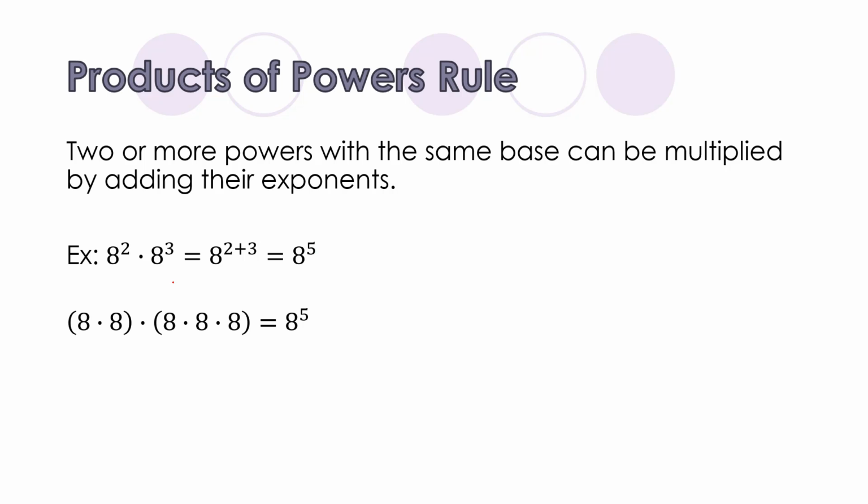Another way of looking at it is by splitting it up. So 8 to the second power is 8 times 8. 8 to the third power is 8 times 8 times 8. And so if you multiply all of those together, you'll see there's 1, 2, 3, 4, 5 8s being multiplied. So we have a base of 8 and an exponent of 5, and the power is 8 to the fifth power. Now let's take a look at a few examples.